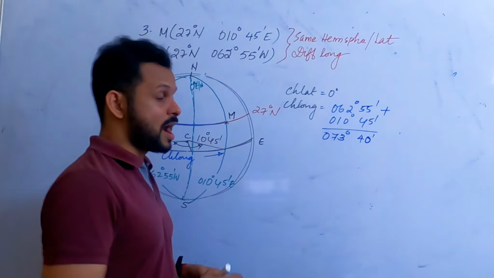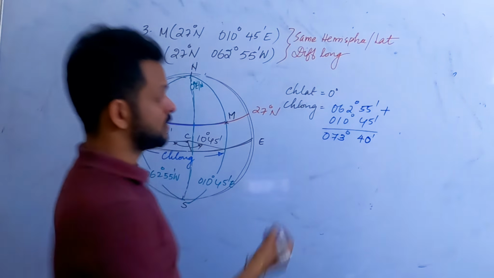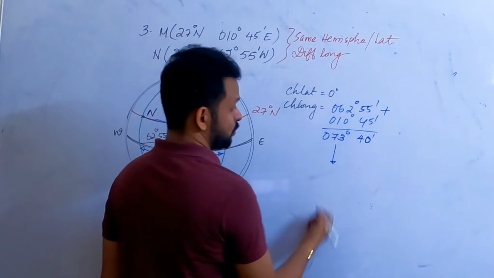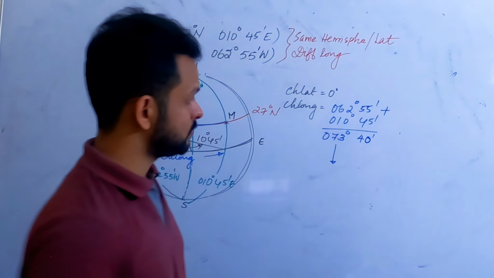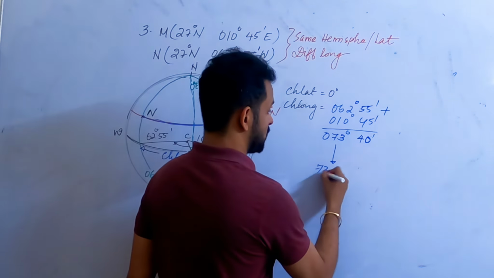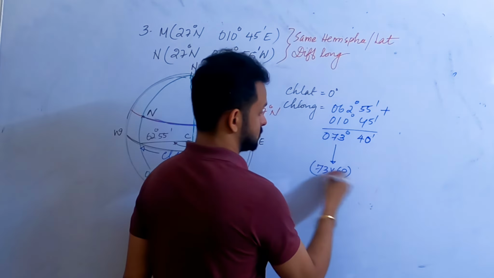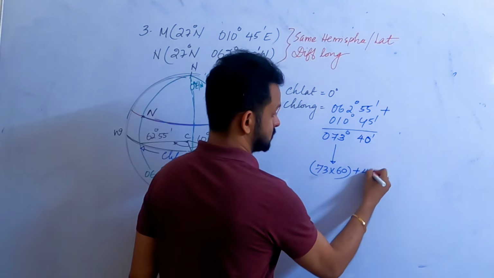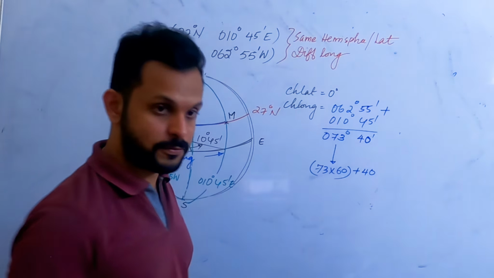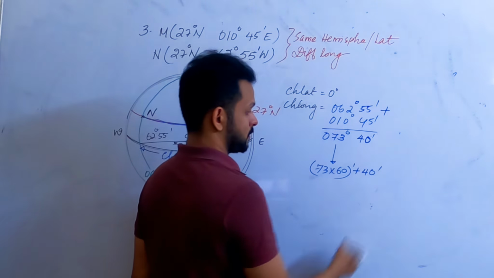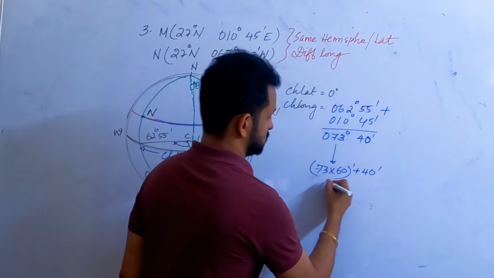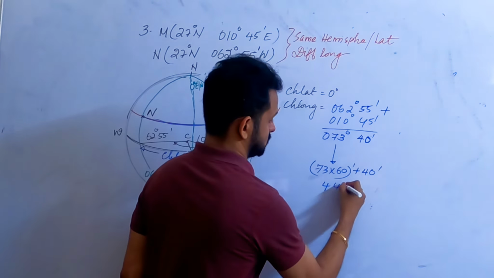Yes, but the hard part here is you cannot really convert this to minutes. If I convert this to minutes, what's the minute value? How will you convert that? 73 degrees into 60, plus 40 minutes. 4380 plus 40, it is coming 4420 minutes.